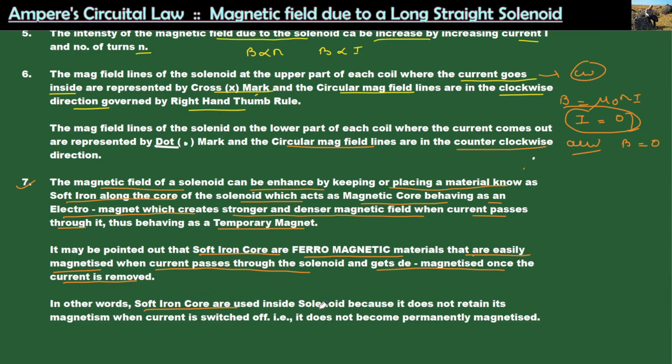In other words, a soft iron core is used inside a solenoid because it does not retain its magnetism when current is switched off. That means it does not become permanently magnetized. So you'll be learning about two types of magnetic substances, which are known as ferromagnetic substance, and another magnetic substance is also known as what? Paramagnetic substance. These paramagnetic substances retain magnetic properties, whereas ferromagnetic substances do not retain magnetic properties.